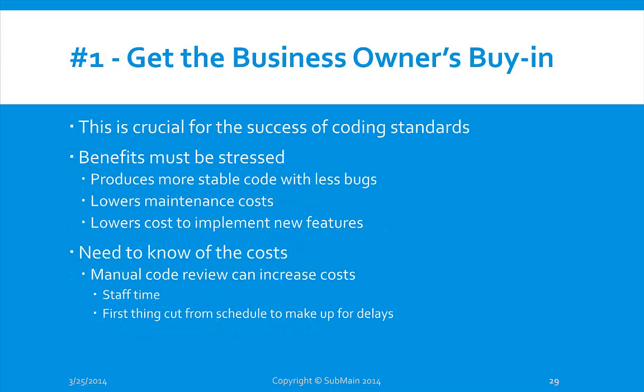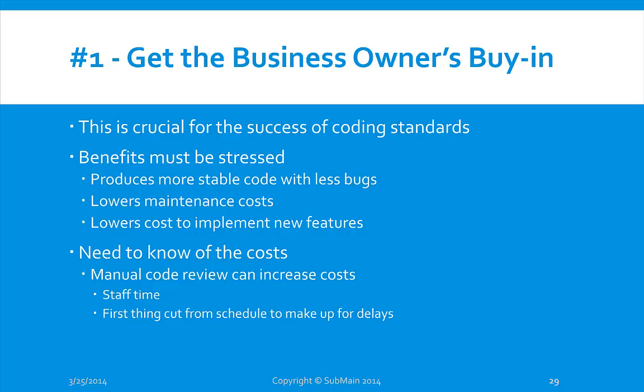The first one is maybe one of the hardest ones to do: getting the business owner's buy-in. This is crucial for the success of coding standards. You need to show the business owners, meaning the project managers and the managers, why coding standards and doing what we want to do correctly is going to benefit the business. We're going to be talking more about how you actually show this to the business owners later in the last section of this session.